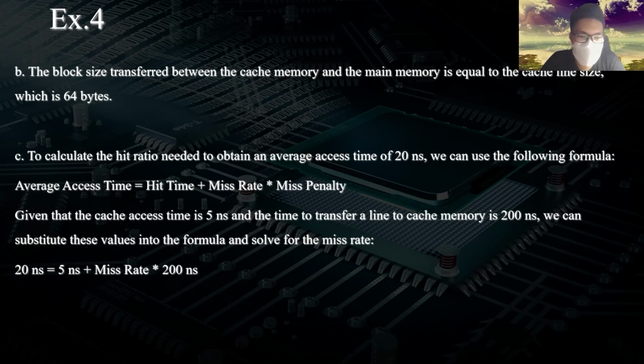Given that the cache access time is 5 ns and the time to transfer the line to cache memory is 200 ns, we can substitute these values into the formula and solve for the miss rate. 20 ns equals 5 ns plus miss rate multiplied by 200 ns. So the result of the miss rate is equal to 0.075.